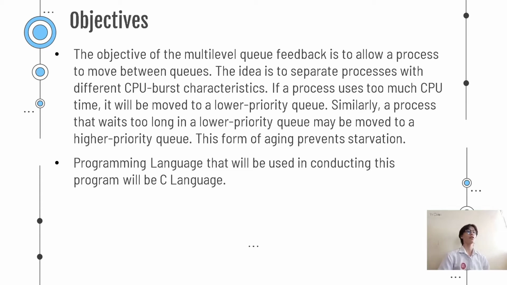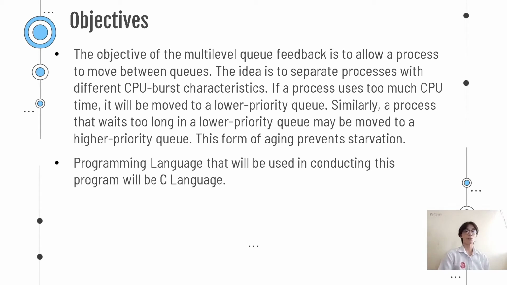The objective of the multi-level queue feedback is to allow a process to move between queues. The idea is to separate processes with different CPU burst characteristics. If a process uses too much CPU time, it will be moved to a lower priority queue. Similarly, a process that waits too long in a lower priority queue may be moved to a higher priority queue. This form of aging prevents starvation.